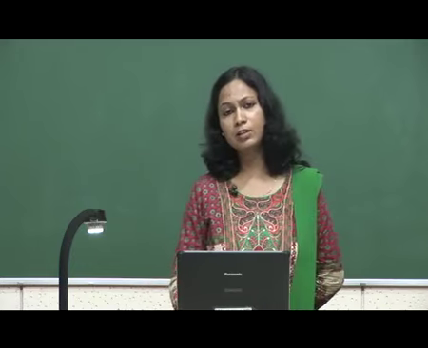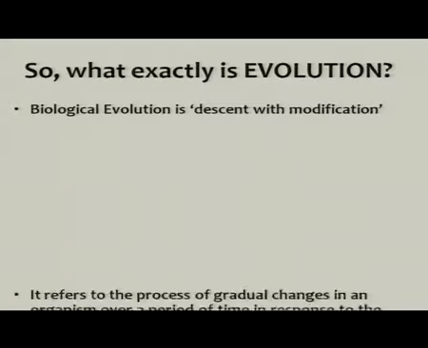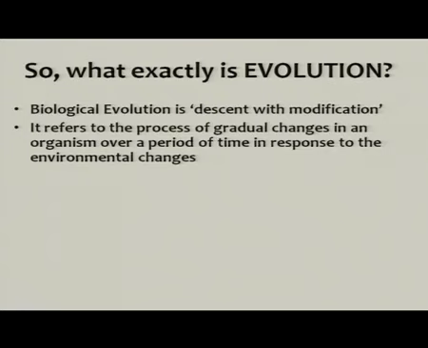Why do these changes arise? These changes arise because of environmental responses. The environment is changing, and in order to cope with the changing environment, the organisms are also modifying themselves. So, to be specific, biological evolution refers to descent with modification. We can define it in these terms: evolution refers to the process of gradual changes in an organism over a period of time in response to environmental changes.